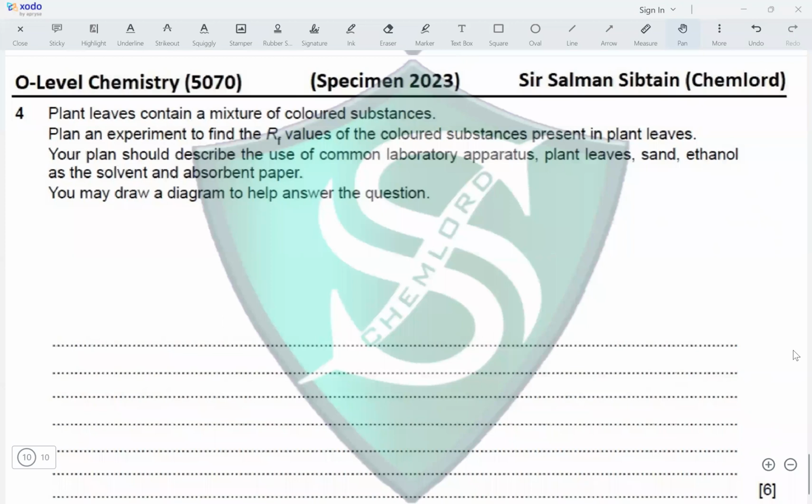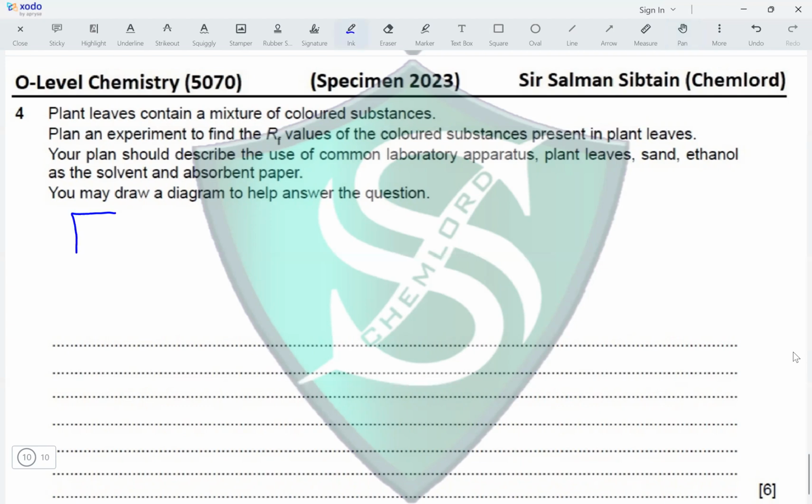Question 4. Plant leaves contain a mixture of colored substances. Plan an experiment to find the RF value of colored substances present in plant leaves. Your plan should describe the use of common lab apparatus, plant leaves, sand, ethanol as the solvent and absorbent paper. You may draw a diagram to help answer the question. Okay, the first thing is we should actually come to the conclusion that we are performing paper chromatography here. Then first we will draw the diagram.